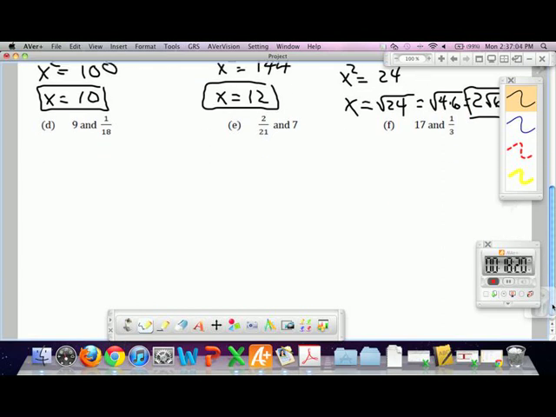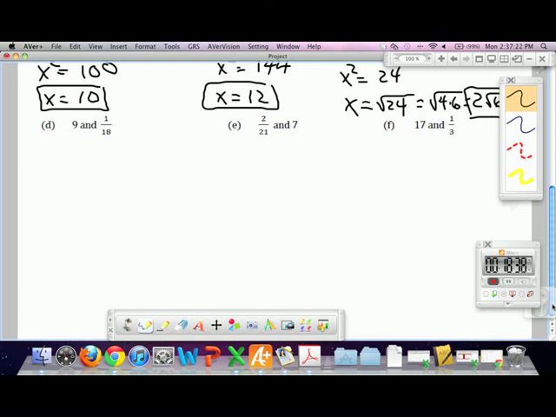I'll do D, and the last two will be for you. Geometric mean of 9 and 1 over 18, excuse me. Oh boy, the proportion method is going to be a little bit rougher. How about we just go right to the formula? What was the formula for a geometric mean?